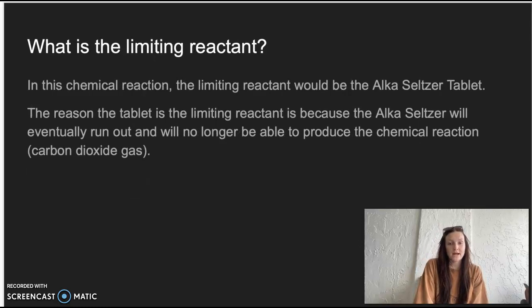So what is the limiting reactant here? In this chemical reaction, the limiting reactant would be the Alka-Seltzer tablet, and the reason for that is the Alka-Seltzer will eventually run out and will no longer be able to produce the chemical reaction. So the water, the oil, and the food coloring are actually always going to be there. The Alka-Seltzer tablet is the only one that runs out. So that would be our limiting reactant.